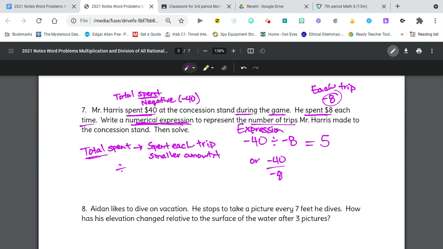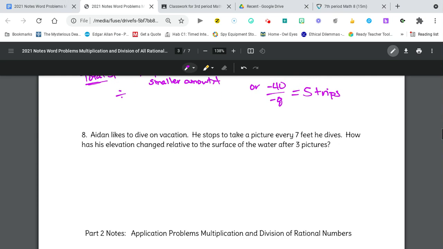I know that -40 divided by -8 is positive, and it's 5 trips, guys. He made 5 trips. On each trip, he spent $8. So he spent a total of $40. But to represent in terms of numbers, it's -8 and -40 if I don't use the word spent, okay? Again, don't use a word that indicates that it's negative and the negative sign. That wouldn't make any sense. All right. Let's take a look at 8.